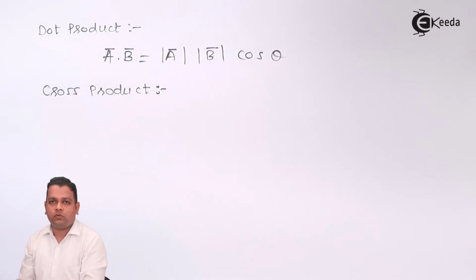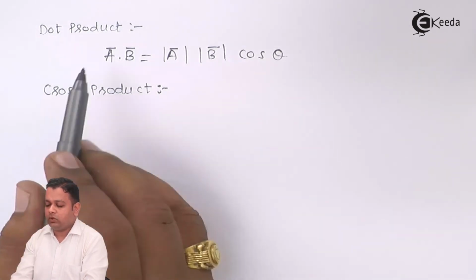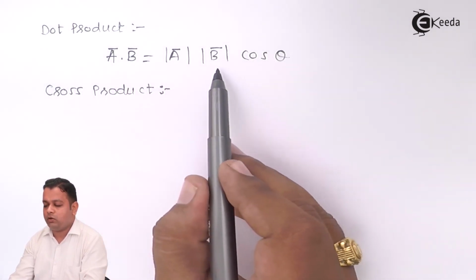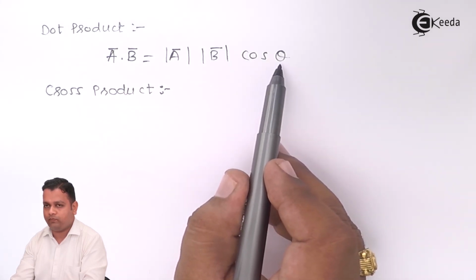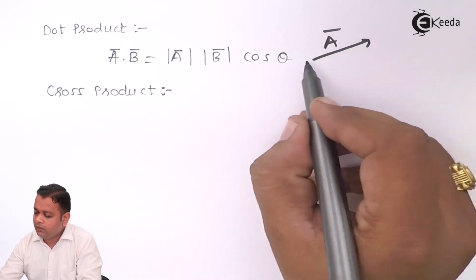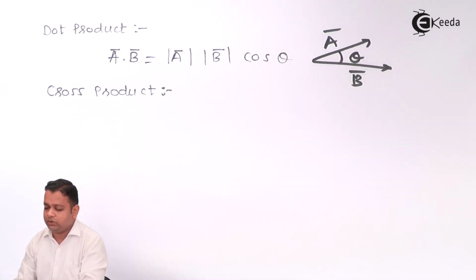We have seen the dot product, which is called the scalar product of the two vectors, represented by a bar dot b bar, for example. So a bar dot b bar is nothing but magnitude of a bar into magnitude of b bar into cosine of the smaller angle theta between them. So here a bar, b bar and angle theta we have discussed.